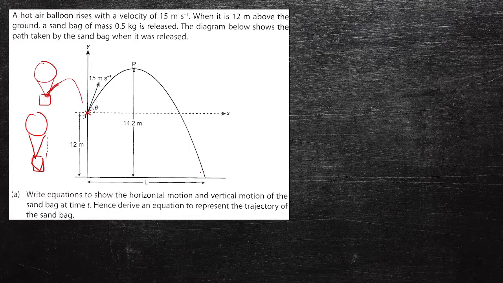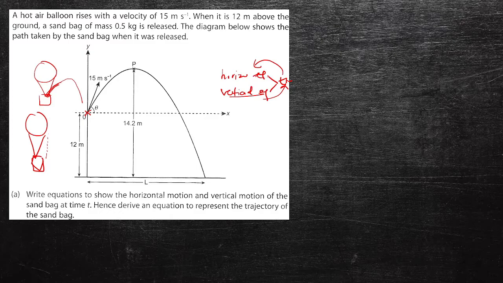Okay, so write the equations. As we know, we have two equations, either the horizontal equation or the vertical equation. Okay, so we have two, but if we need to combine both of them, we can, but we have to eliminate the time. So from the vertical equation we get the time, and this time we substitute into the horizontal equation. Then we have the whole equation in the formula.